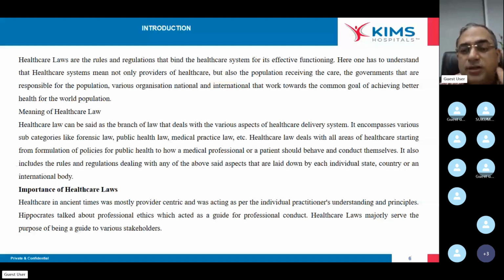Individual practitioners' understanding and principles, that was the rule of law. Nobody would question. Hippocrates talked about professional ethics, which acted as a guide for professional conduct. Healthcare laws majorly serve the purpose of being a guide to various stakeholders.